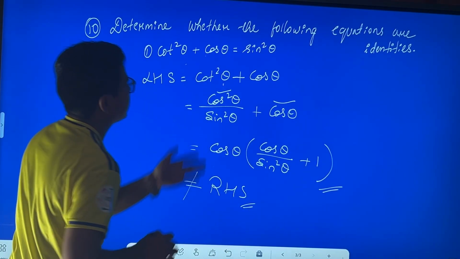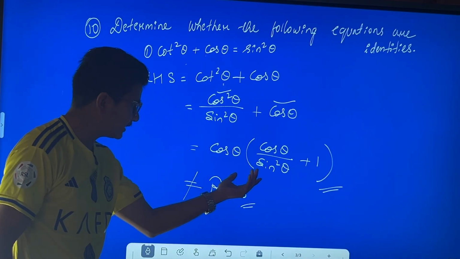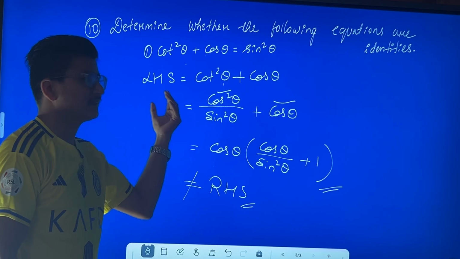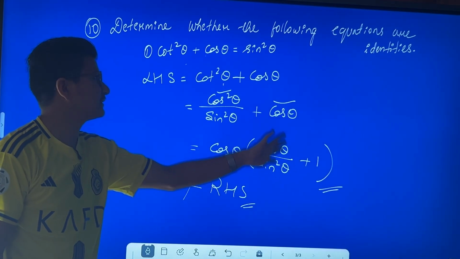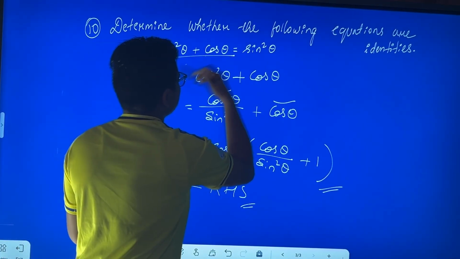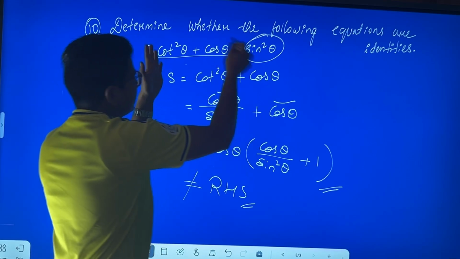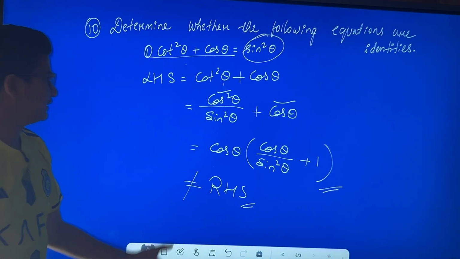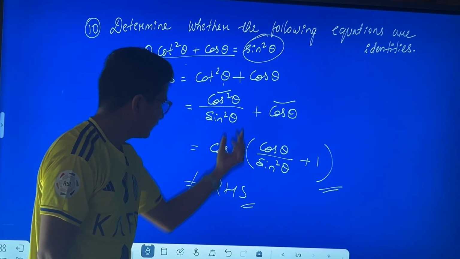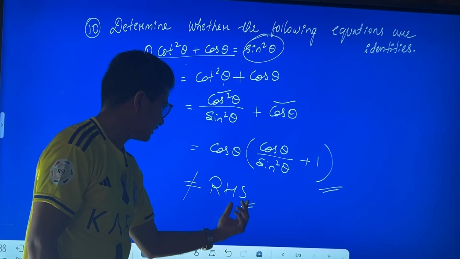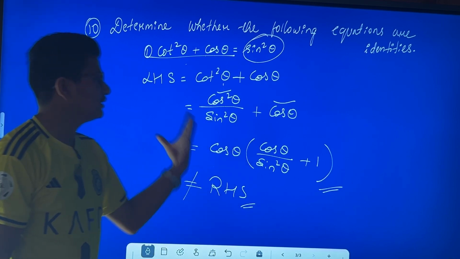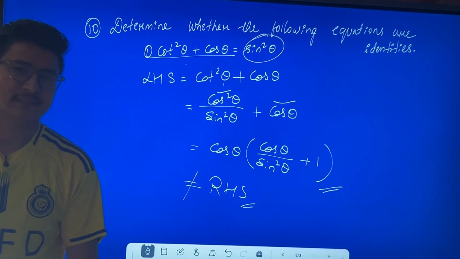In the right hand side we have sin square theta. But are we getting sin square theta when we solve the left hand side? No. You solve the left hand side, and if you are able to get the right hand side, then this equation will be the identity. Otherwise this equation is not the identity. Here we have solved the left hand side and we are not able to get sin square theta, meaning the right hand side, so this equation is not the identity.